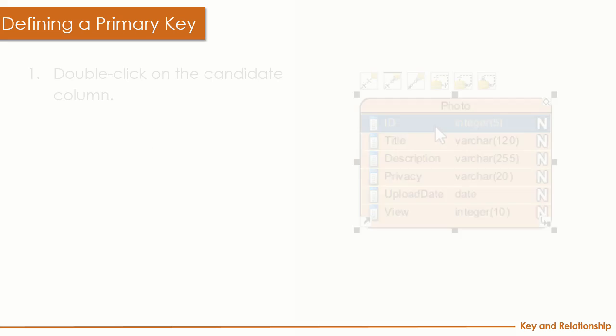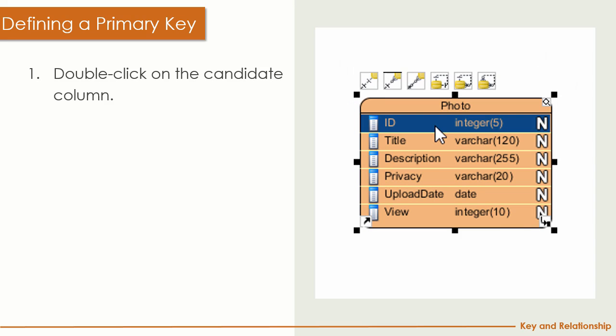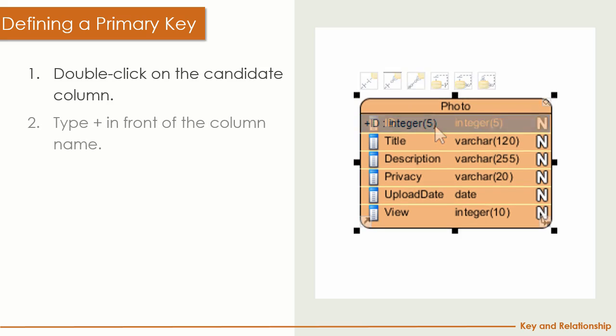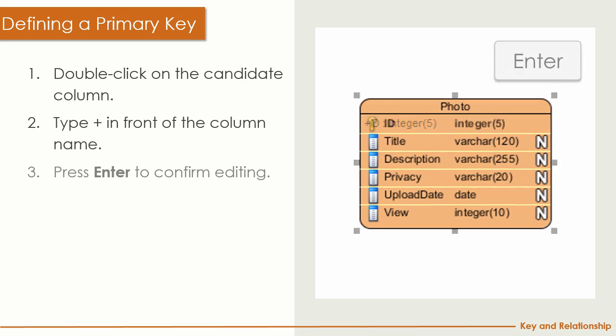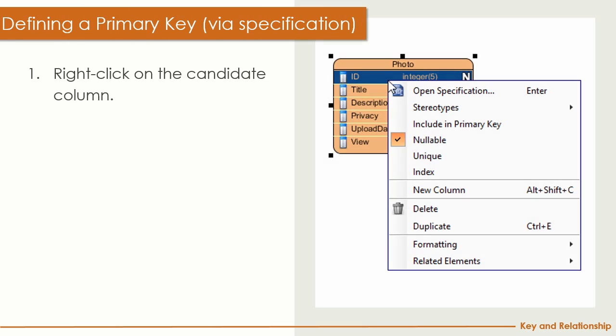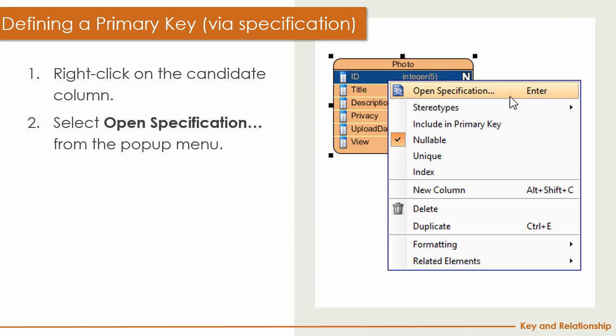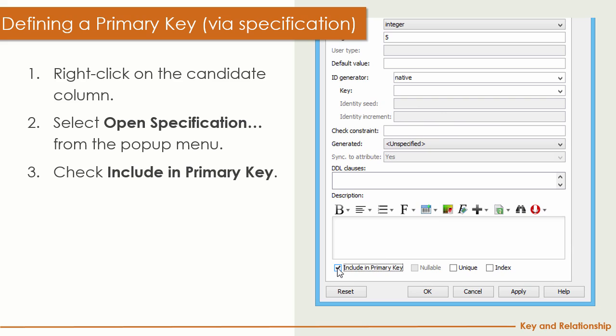Okay, let's see how to define the primary key. To define a primary key, we have two approaches. One is you can double click on the column, and then at the beginning of the column you type the plus and then press enter. Then you confirm the editing, you will see the key icon is showing. The second option is you open the specification dialog box we talked about in the last lecture, and then you go to check the include primary key checkbox. Then the column will become a primary key.